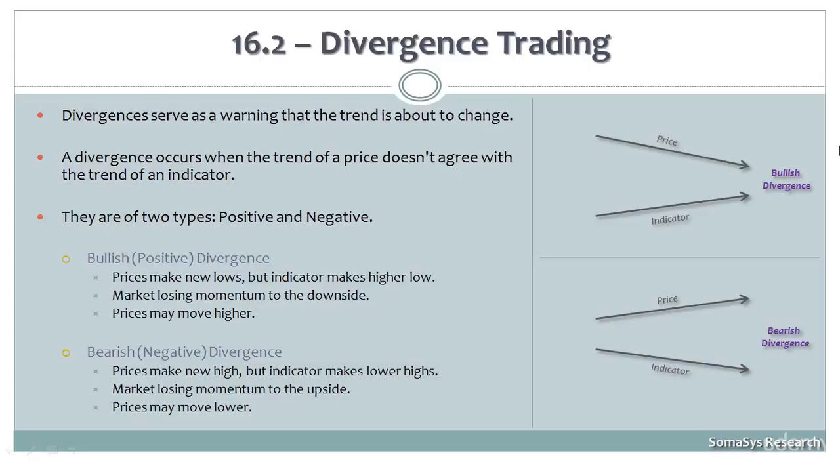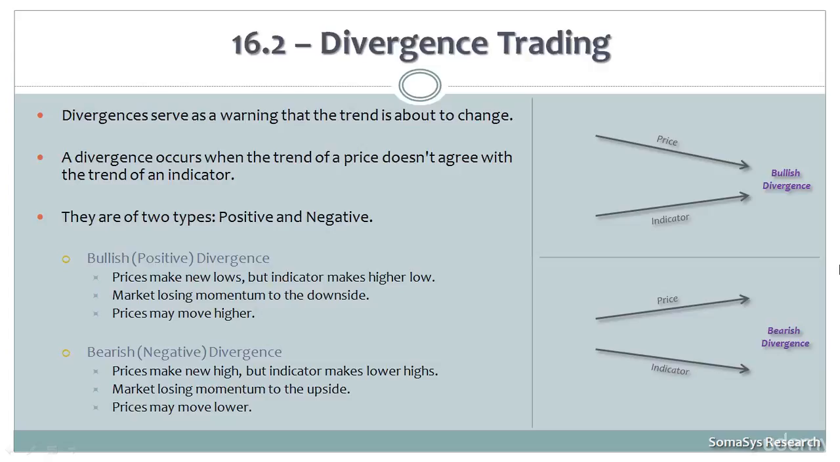A divergence serves as a warning that the trend is about to change. And this divergence occurs when the trend of price doesn't agree with the trend of an indicator. Now, they are of two types: bullish or positive divergence and bearish or negative divergence.